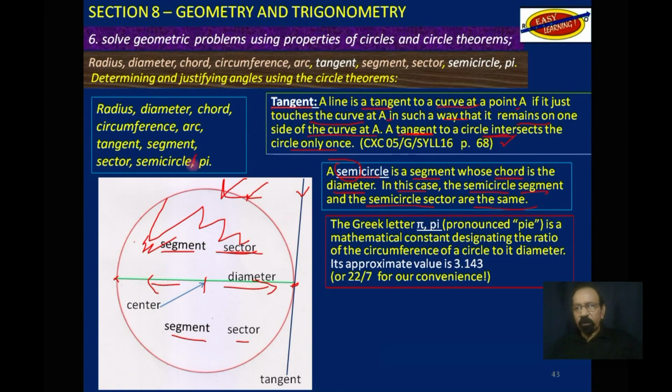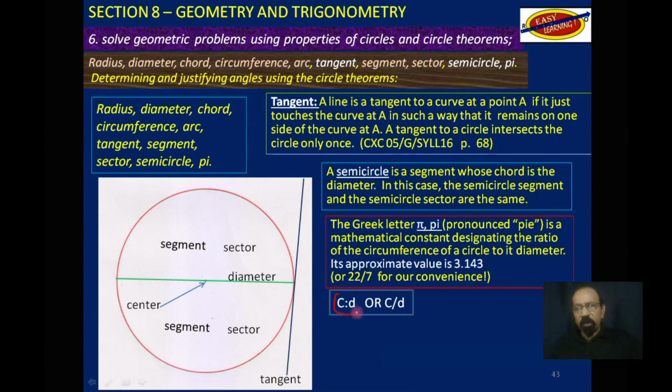Now, one more thing we need to talk about here, pi. Now, the Greek letter, which is written this way, we call it pi, is a mathematical constant designating the ratio of the circumference of a circle to its diameter. Its approximate value is 3.143, or sometimes for convenience you may see it as 22/7. So it's the ratio of the circumference to the diameter, or you could write it as C/D, which is 22/7.